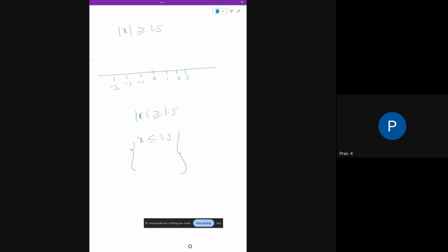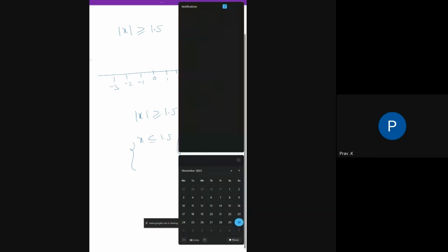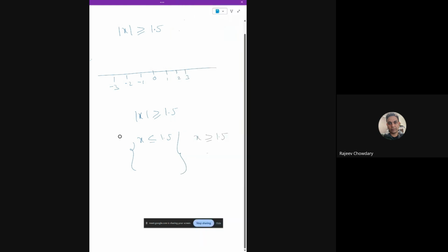Carol, do you have a different answer or the same answer in your mind? I think x is greater than or equal to 1.5. Okay, so that's the only answer you have, and then the one that Vasuki said. So this one is what Carol says, and this is what Vasuki says.